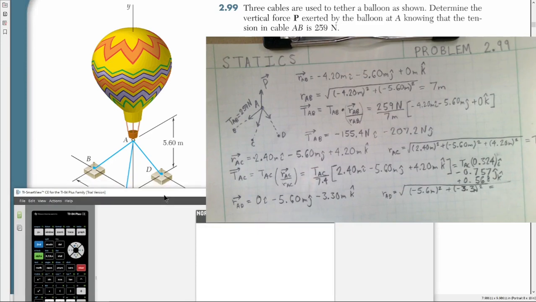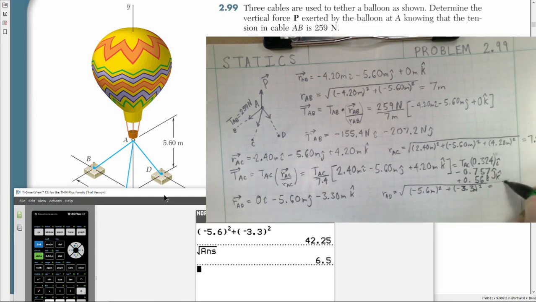Okay, so we have (negative 5.6) squared plus, again in parentheses, (negative 3.3) squared. We're going to take the square root of this number, and it gives us 6.5. So 6.5 meters is the distance in cable AD. Okay.